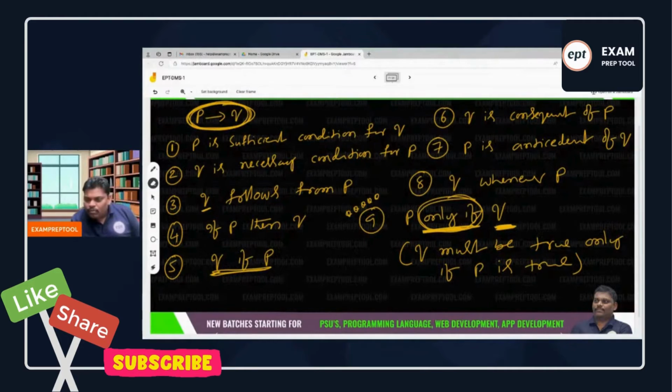Someone is saying, what is this? See this one. P implies Q. These many ways are there. Just 9 ways. If anyone has any confusion, please take care. Q must be true. Q is necessarily true only if P is true.